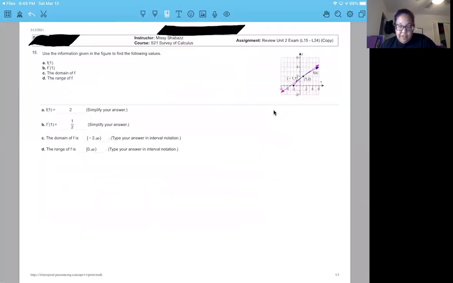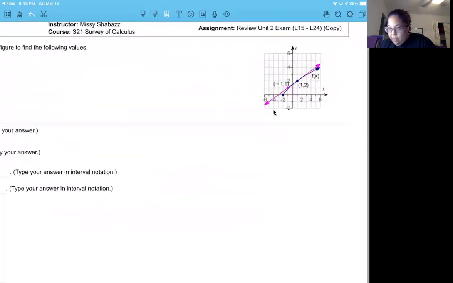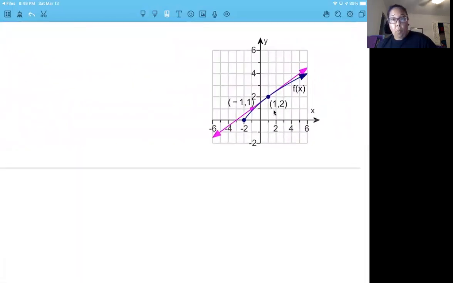So first of all, it says find f of 1. So f of 1 tells me the y value at 1. So that is 2.